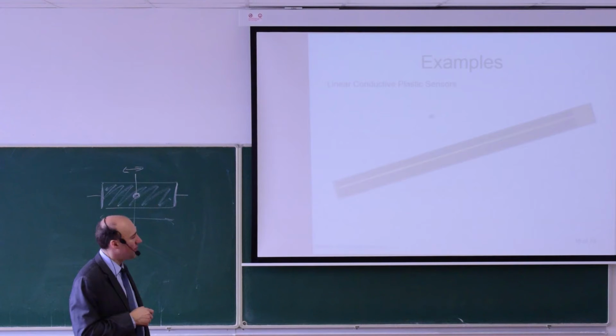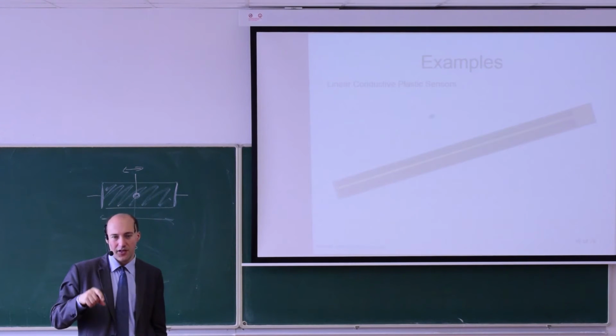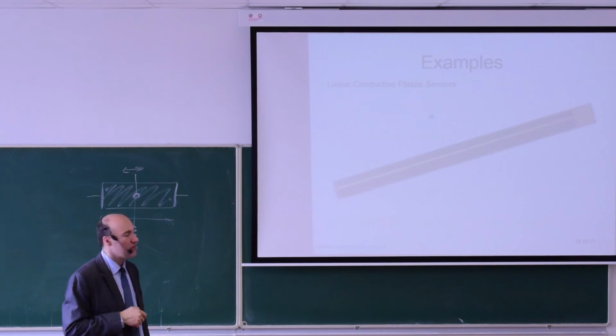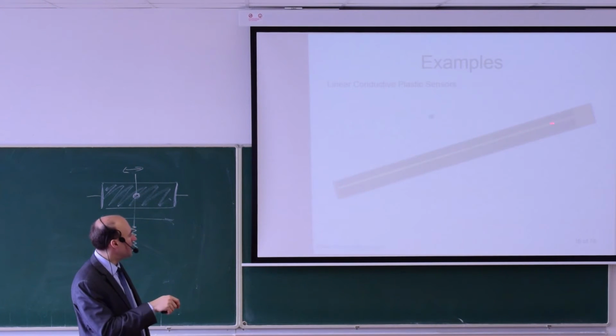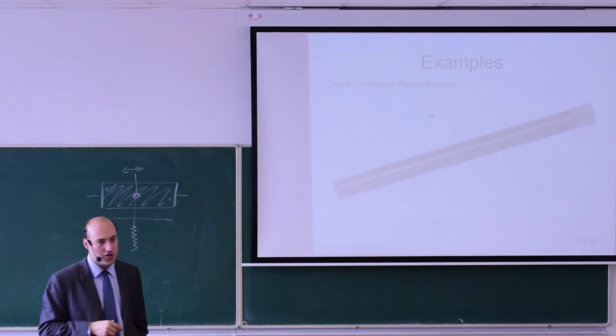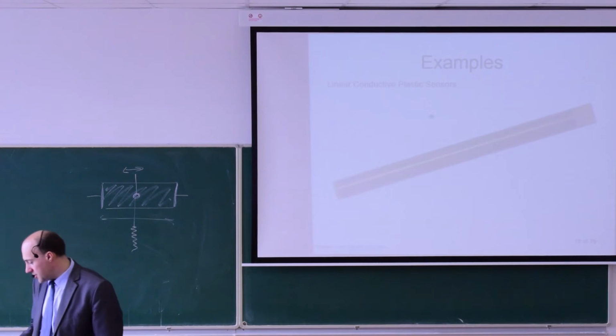Here you see an example of the linear track that is inside of the sensor. This is the conductive plastic type. Here, this black part is the conductive plastic. The slider is moving on top of this, and I measure the changes of electrical resistance.